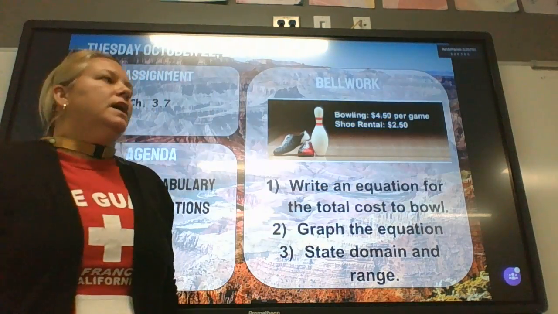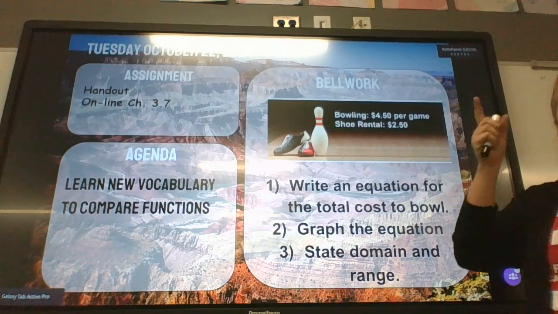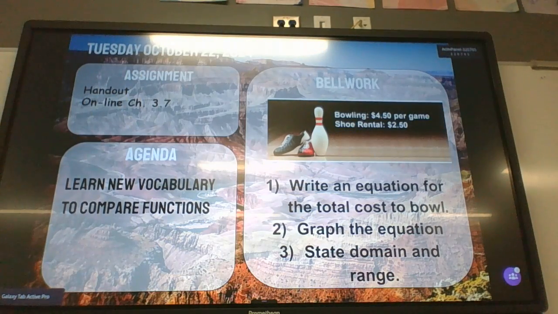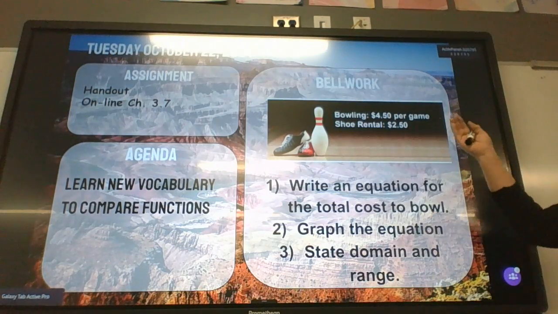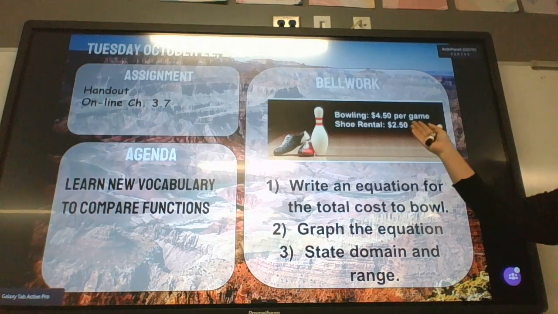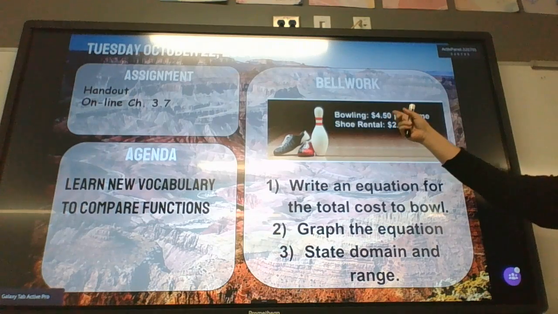Now, when you go bowling, do you have to re-rent your shoes every game you play? No, you don't. Your shoe rental is a one-time fee. So this b value, which is the y-intercept, is typically a one-time fee. So I wouldn't need to have any multiplication with the shoe rental. I wouldn't have to do 2.50 times 2 if I played two games. The multiplication comes into play with the per game.